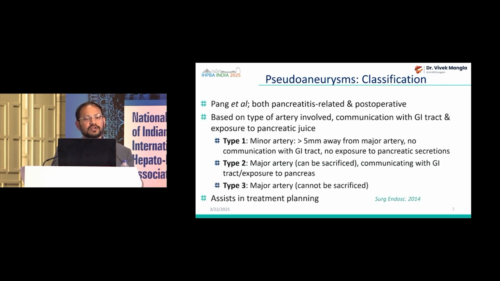This was a very useful pseudoaneurysm classification, essentially trying to say whether it's a small vessel or a big vessel, and how likely it is that you can just embolize it completely or how much you need to preserve the vessel. Because practically, if you look at type 3, it is a major artery which cannot be sacrificed. So that artery, you will have to put a stent or something. You cannot just embolize the artery. And if you have a major artery which can be sacrificed, even though there is a communication with the GI tract or exposure to the pancreas, you're not really worried. Minor artery, you can very safely do an endovascular treatment, and therefore this classification becomes very important in planning endovascular treatment.